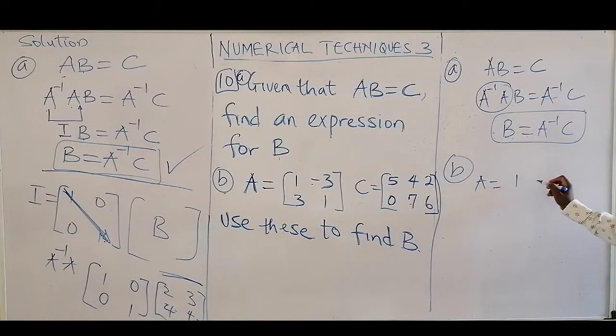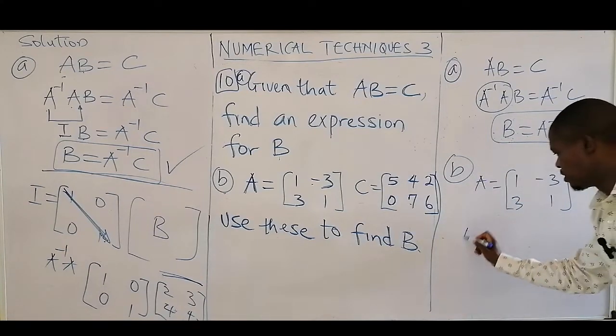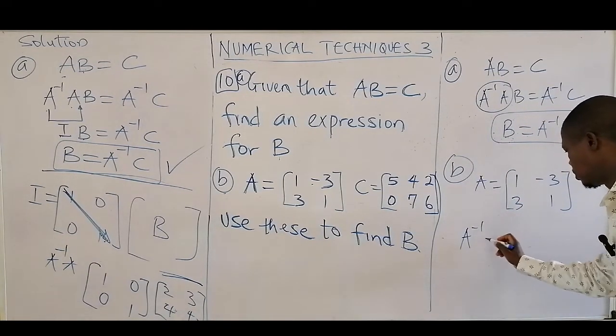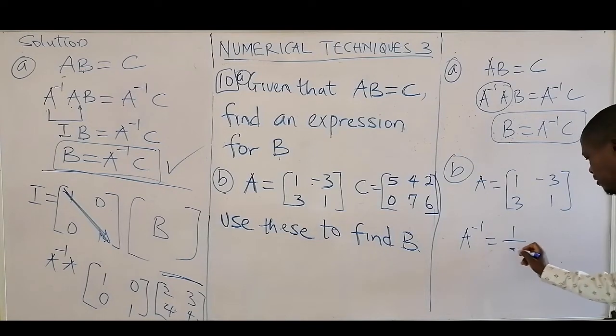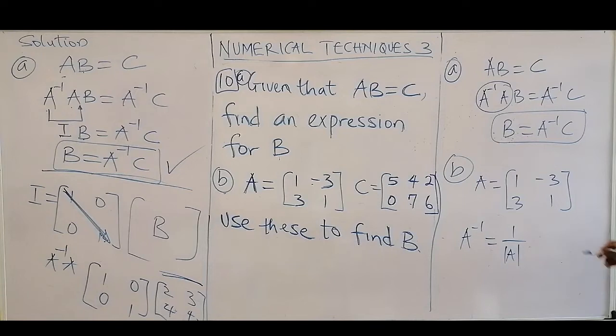So what we're going to do now is to get this, our A. Our A is what? 1, minus 3, 3, 1. This is 2 by 2. If you want to find the inverse of this, it's very simple. It's going to be what? 1 over the determinant of A. Okay? Then, if it's 2 by 2, it's very simple. There are 2 ways you can do it.